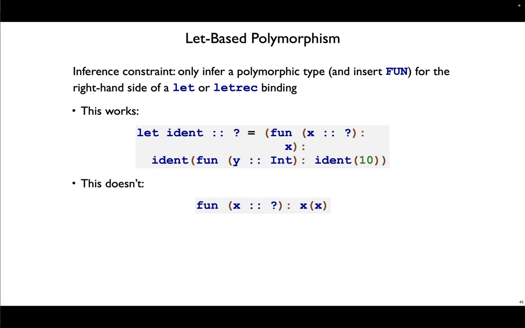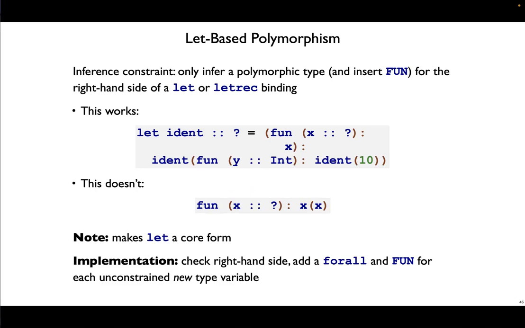Something that doesn't work with the constraint is filling in a type for our self-application. Since this type hole is not associated with a let binding, it is not allowed to pick up a for all type. We can try to infer some other type, a non-polymorphic type here, but for self-application, that's not going to work out. So this is not a well-typed program. Since this constraint gives special treatment to let and letrec, it means that these both have to be core forms now. We can no longer encode let as a function application.